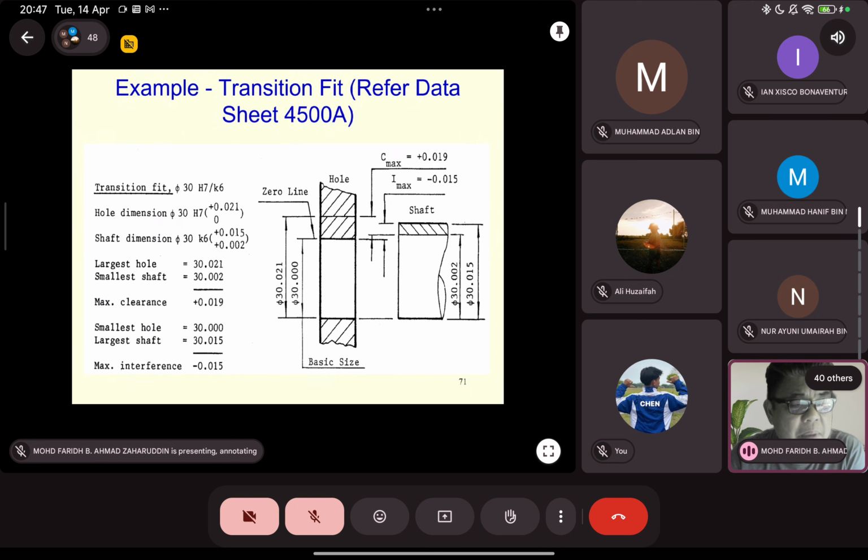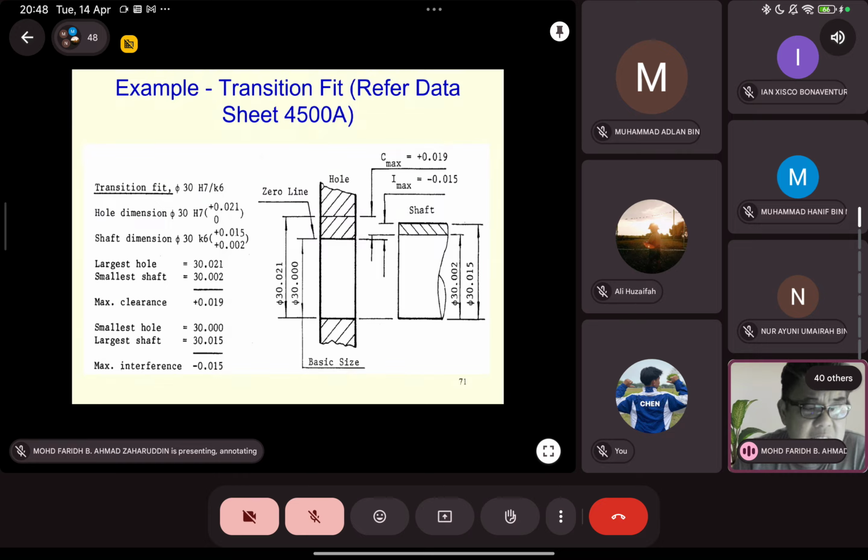Okay, you can see the maximum and minimum size of the shaft is actually in between. It's like this, in between. So when it is in between, it means it's a transition, three conditions: 1, 2, 3.